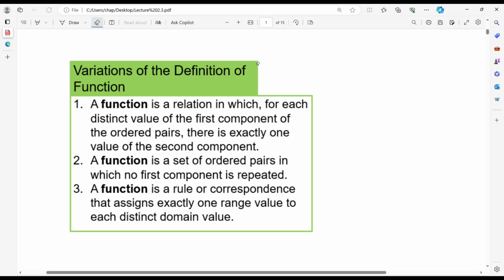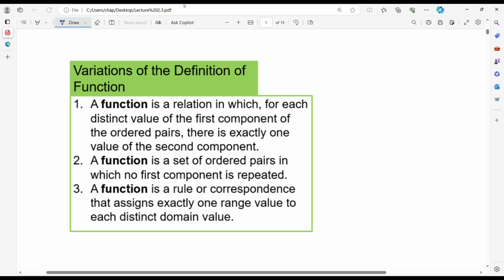A function is a relation in which for each distinct value of the first component of the ordered pairs, there is exactly one value of the second component. Definition 2, a function is a set of ordered pairs in which no first component is repeated. Definition 3, a function is a rule or correspondence that assigns exactly one range value to each distinct value in the domain.